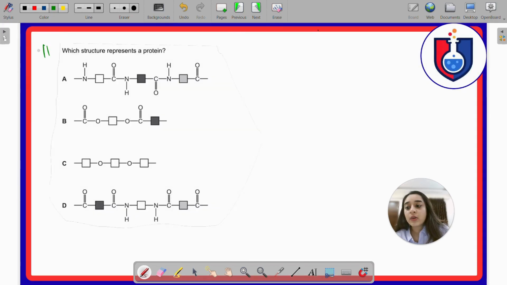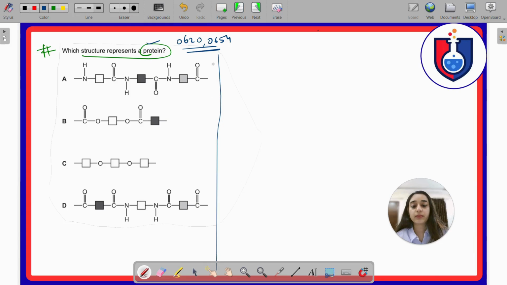Again, we have the question of which structure represents a protein. For students having the 0620, 0654 course, proteins and condensation polymers are very important. I'll just give you a quick recap of how protein is formed, what is condensation polymerization.